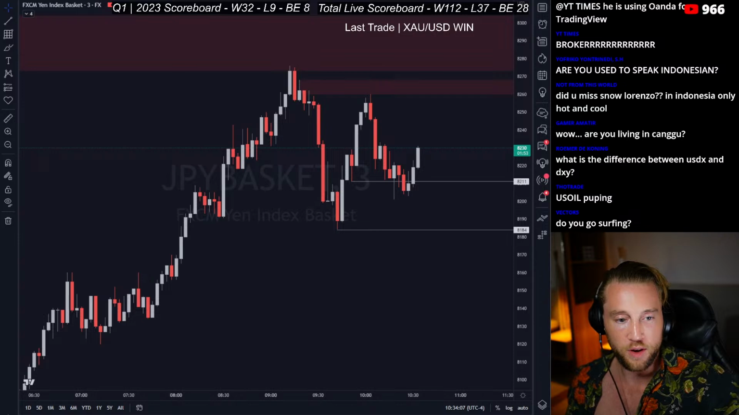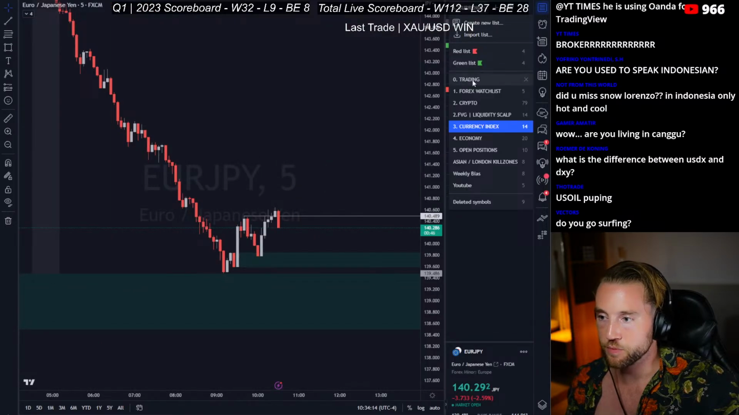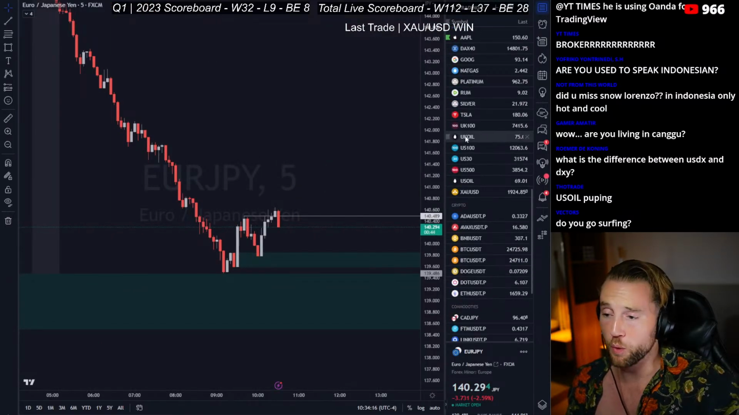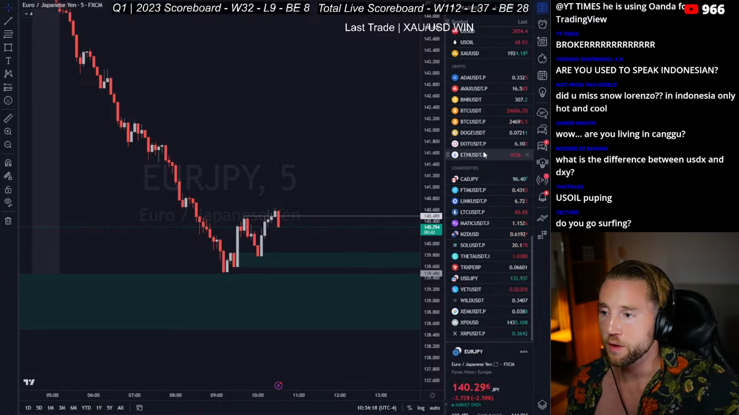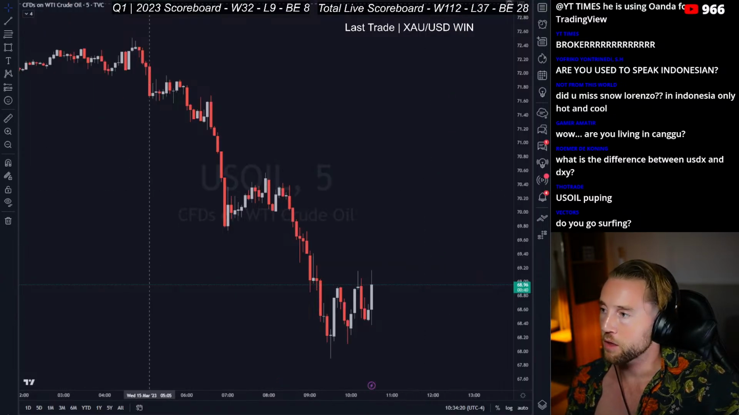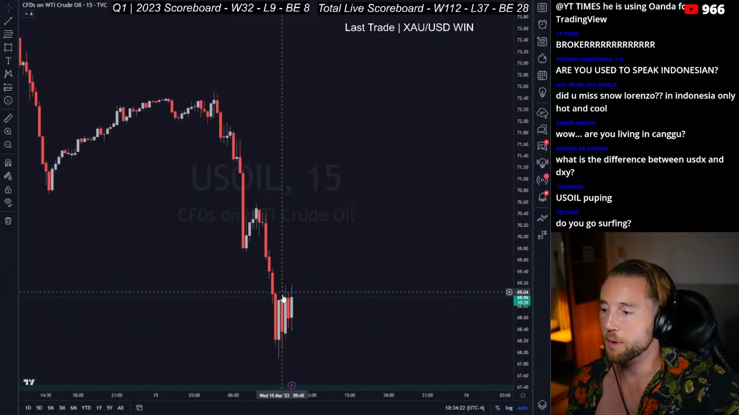What is the difference between the USDX and the DXY? Nothing. US oil pumping after that massive dump. So we're still looking at gold, guys. We're still waiting for gold here. US oil, yeah, okay, coming up a bit.